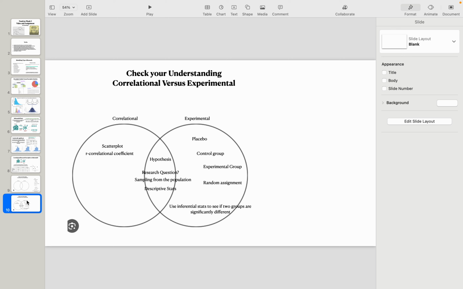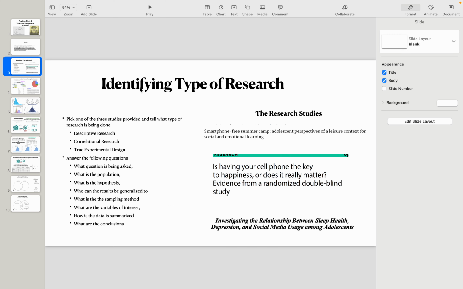So with this assignment, you're going to have watched this video, you're going to have completed this little Venn diagram, and then you can go back to this slide and I'll have the directions. You pick a study and you answer these questions.